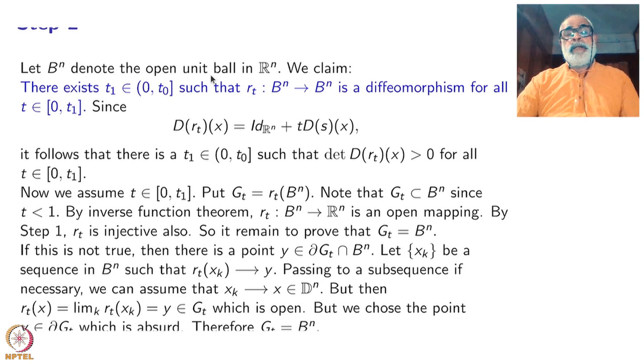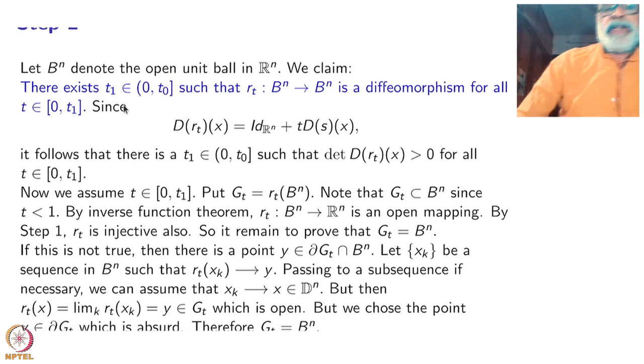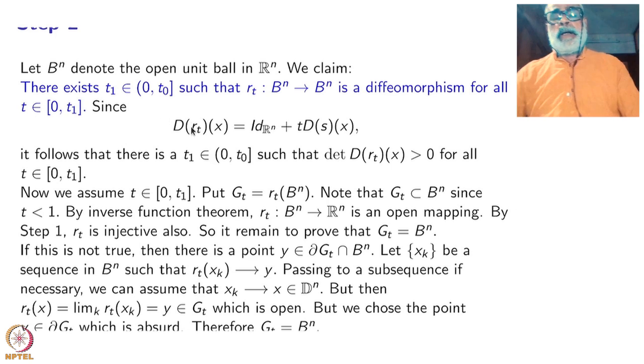As before, Bn denotes the open unit ball inside Rn. We claim that there exists a T1, another positive constant, between 0 and T0, less than or equal to T0. We do not want to go out of T0. Such that this function Rt from Bn to Bn, on the open disk, is a diffeomorphism for all t belonging to (0, t1). So, this is a claim now. There is such a t. It may not happen for all of them. If this t1 is larger than t0, we will take a smaller one. Once it is true for all that, then you can take t1 equal to t0 itself. That is not a big problem. So, we have to find such a T1, which is positive.